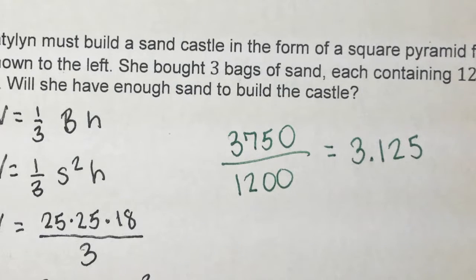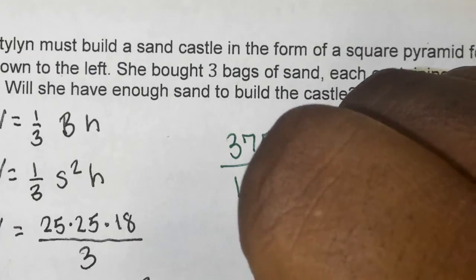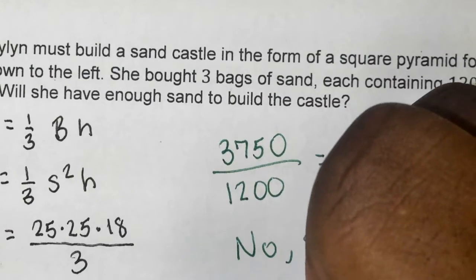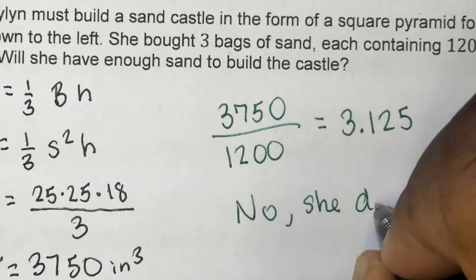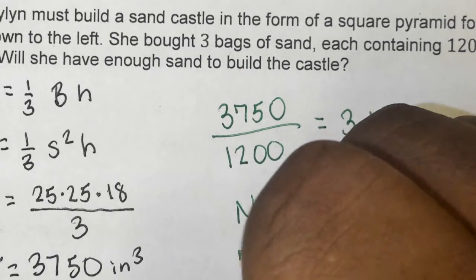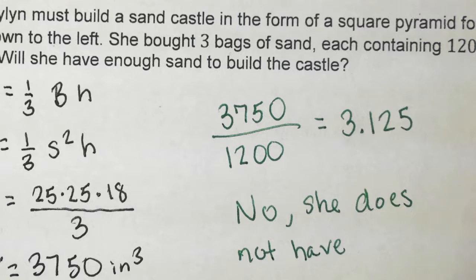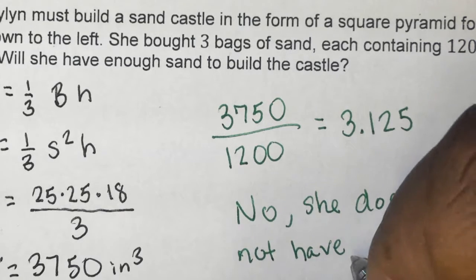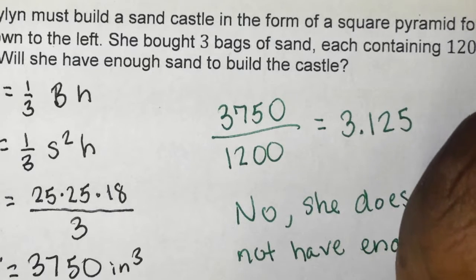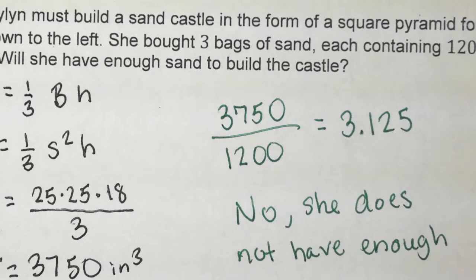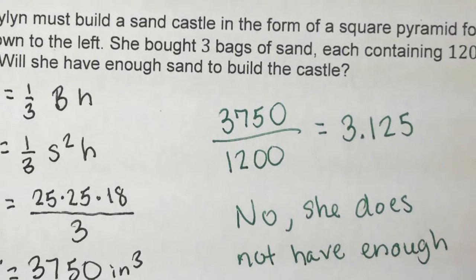So, no. The question asks, will she have enough sand to build a sandcastle? No. She does not have enough. No, why would you subtract? Like he said, you can find out how much sand he got in total and then compare. But you wouldn't need to subtract. You just need to see which one is greater. If the amount of sand you have is greater than the actual castle, then you got enough. If it ain't, then no.